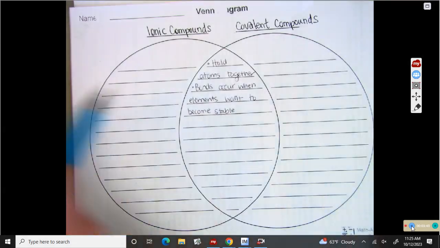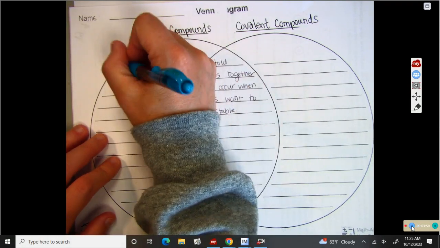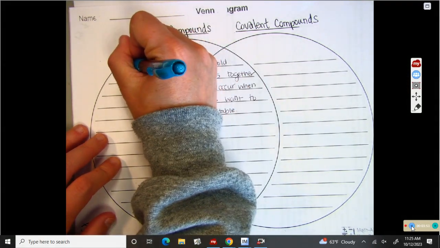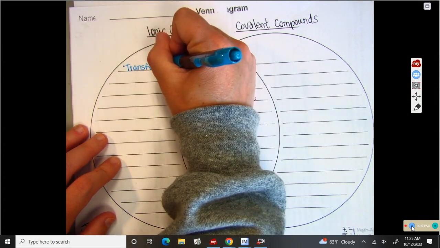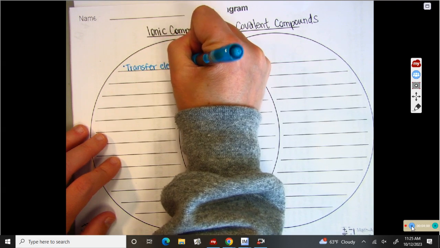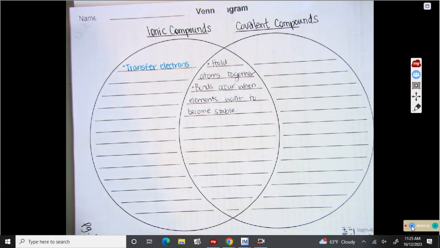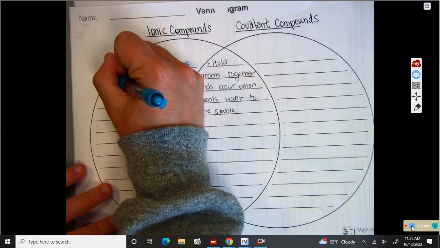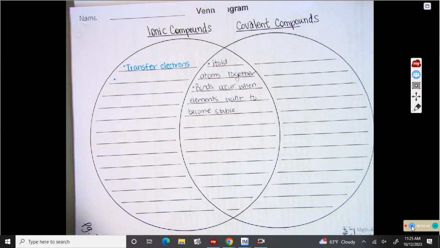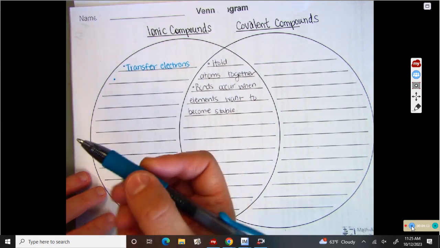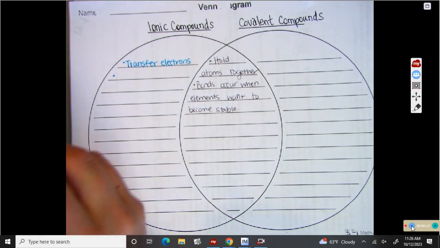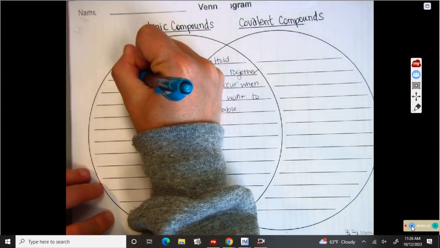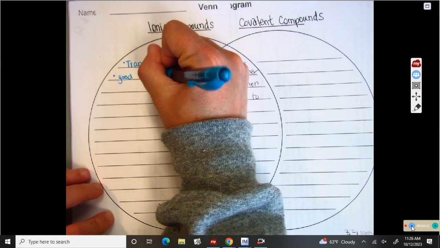So on the left side for ionic compounds, we are going to write that they transfer electrons. In an ionic bond, the electrons are transferred. They are not shared. A metal gives them to a nonmetal. So since a metal is involved, all ionic compounds will have a metal in them, which means that compound is going to have properties of metals. One of the properties of a metal is that it is a good conductor. So ionic bonds will be good conductors. Think of salt.